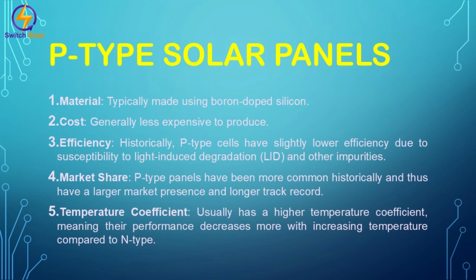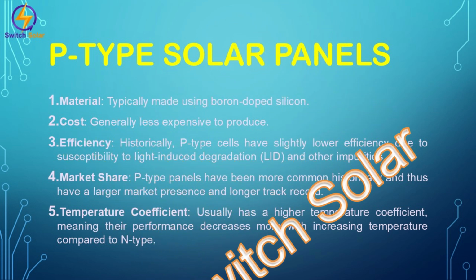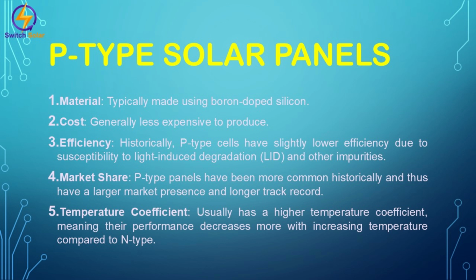P-type solar panels. Material: typically made using boron-doped silicon. Cost: generally less expensive to produce. Efficiency: historically, P-type cells have slightly lower efficiency due to susceptibility to light-induced degradation, lead, and other impurities. Market share: P-type panels have been more common historically and thus have a larger market presence and longer track record. Temperature coefficient: usually has a higher temperature coefficient, meaning their performance decreases more with increasing temperature compared to N-type.